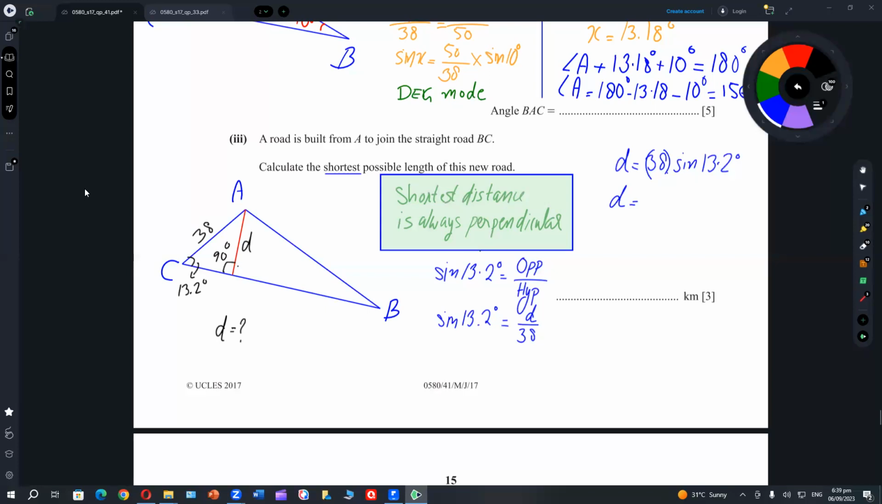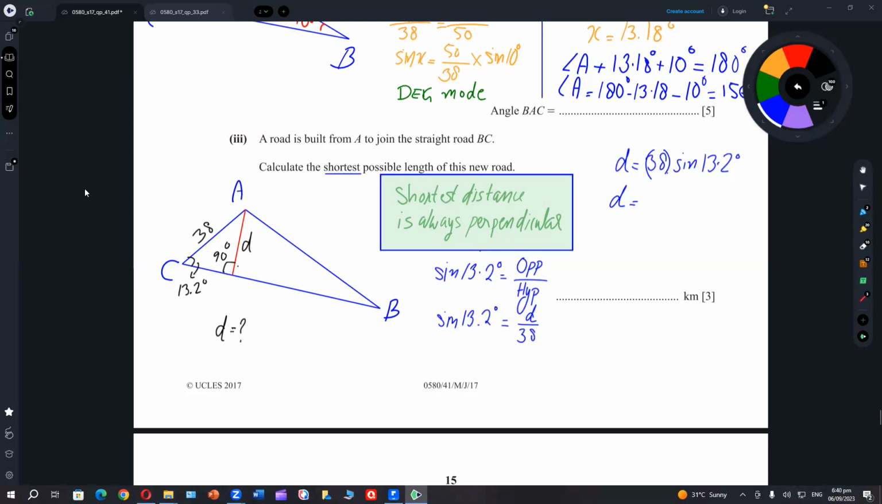Sir, isn't it 13.18? It was 13.18 what you told me. So I'm taking it 13.2. Slight difference. I have rounded it. That's fine. 13.2 is 13.18. Okay.